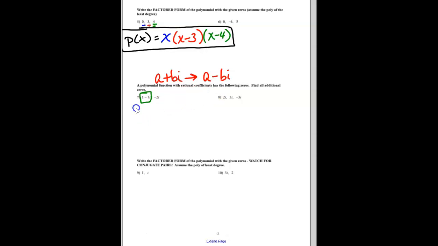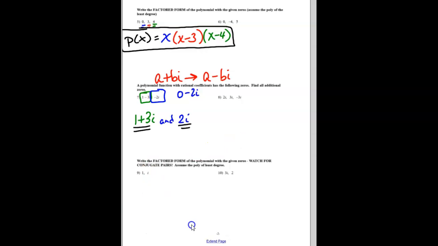So find any additional zeros. So there's also a zero at 1 plus 3i. And then similarly, this guy, negative 2i, which you can think of as 0 minus 2i, his conjugate would be 0 plus 2i. So what I'm looking for you to come up with on those questions is the missing zeros that they didn't have to tell me because I'm supposed to know all about this conjugate rule.